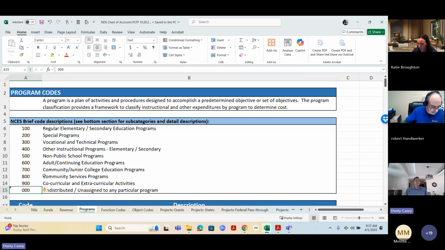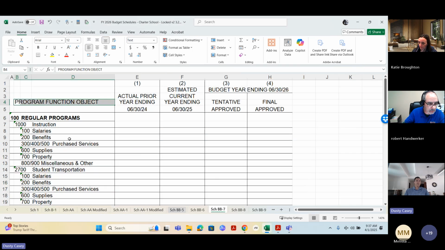If you do have some undistributed programs in other funds, it's probably rare. So this should be part of your general fund, but it is broken out separately when we go to the expenditure tabs, and you'll see it. So this starts with regular programs, 1,000 instructions, and it's just like what we saw in the old budget form. You break out your salaries, benefits, purchase services, supplies, and your capital purchases. They go in each program listed and each separate function.